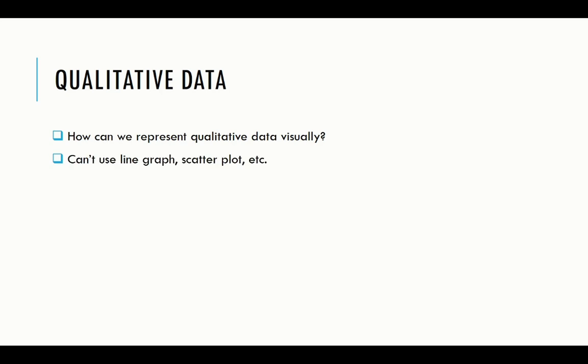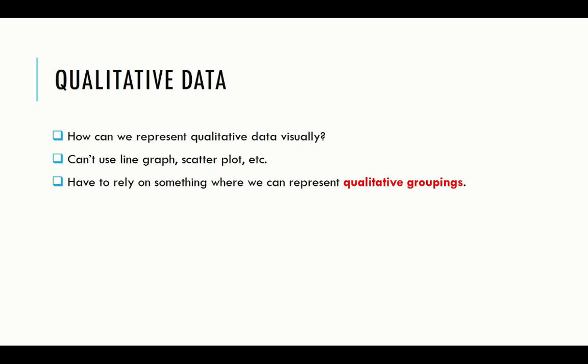Let's start with thinking about how we might illustrate qualitative data. Now, we understand qualitative data versus quantitative data. We've seen this before. So we want to ask ourselves, how can we represent qualitative data visually? Because hopefully you agree, we can't use a line graph, right? We can't use a scatter plot because those are things that are plotting X versus Y, right? And so that's not going to work with qualitative data. We have to rely on something where we can represent qualitative groupings.